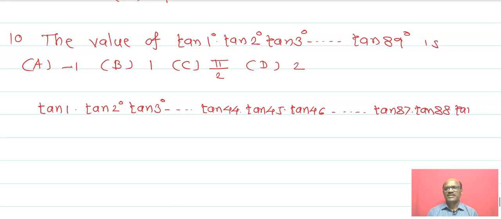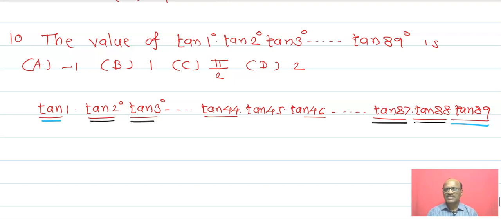That is, before 89 we will write 87, 88, 89. Now there is one more important thing, that is the tan of 1 and tan of 89, tan of 2 and tan of 88, tan of 3 and tan of 87, tan of 44 and tan of 46. Now tan of 1 into tan of 89, the value is 1. Tan of 2 and tan of 88 is again 1. Tan of 3 and tan of 87 is again 1. And in this way we get all these values.